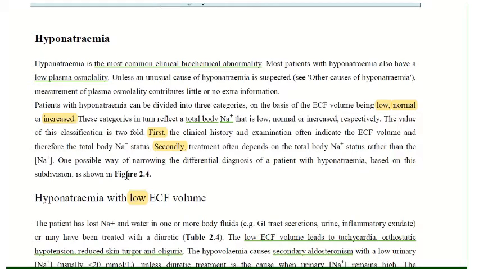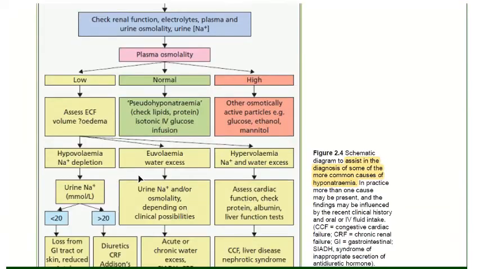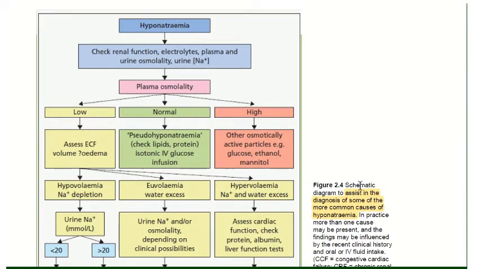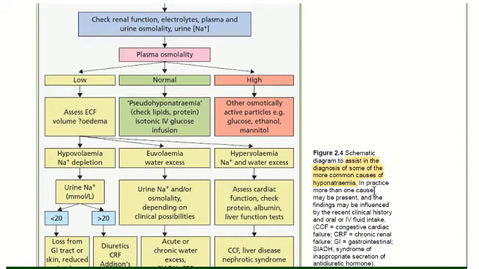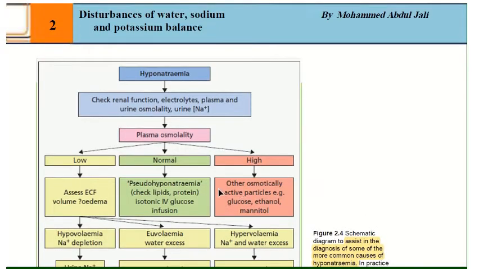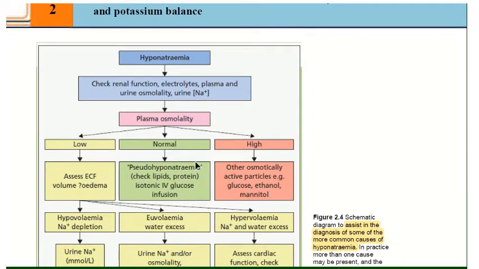وهذا أكو figure 2-4, schematic diagram to assist. هذا يساعد in the diagnosis of some of the more common causes of hyponatremia. هنا يقول in practice more than one cause may be present and the finding may be influenced by the recent clinical history and oral or IV fluid intake. فنجي على هذا الفيجر.